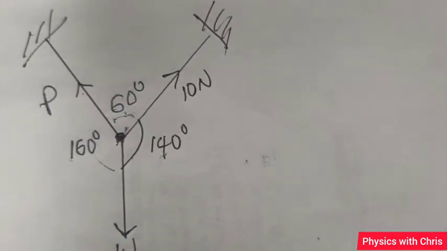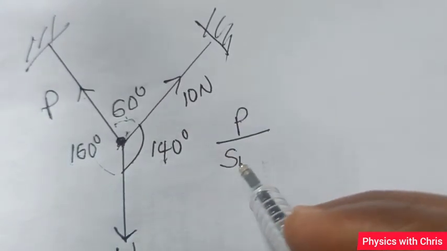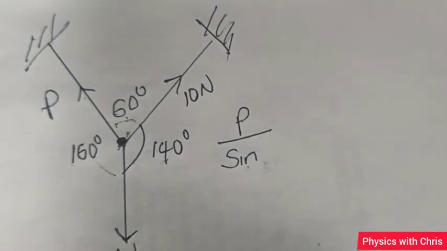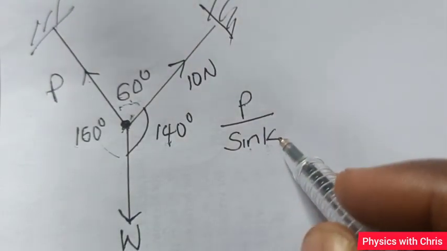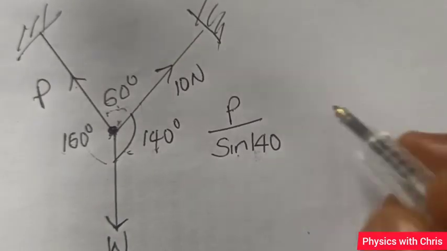Okay, since I have that, I want to find P first. I can say P over the sine. Which angle do I want to use here? Is it 160, 140, 60? Of course, that would be 140. Sine of angle 140. That is the angle between the other two forces, equal to.